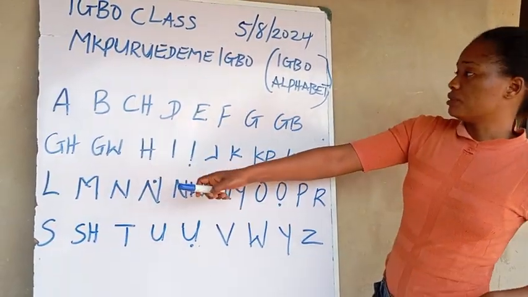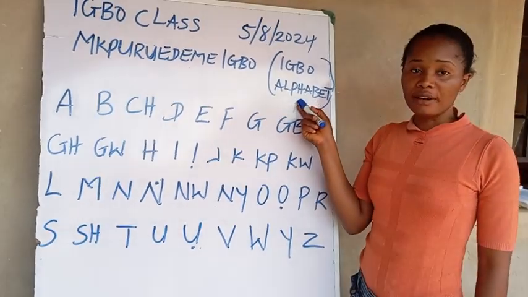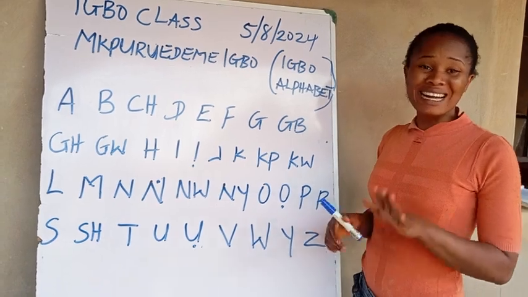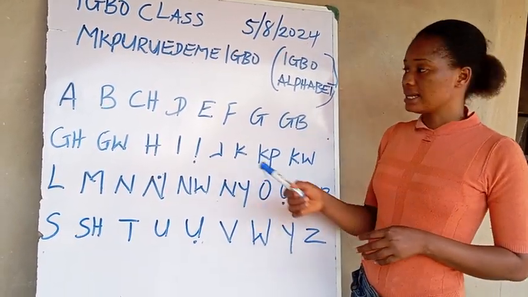Let's see to it. Mkpụrụedemede Igbo. Igbo alphabet. Igbo alphabets are 36 in number. Iri atọ na isii. Let's see them.